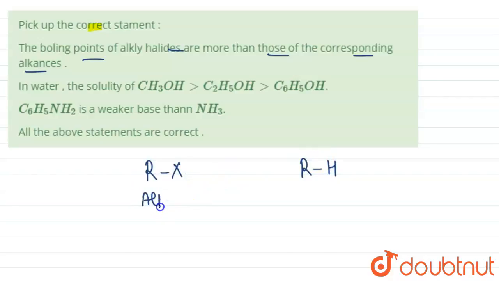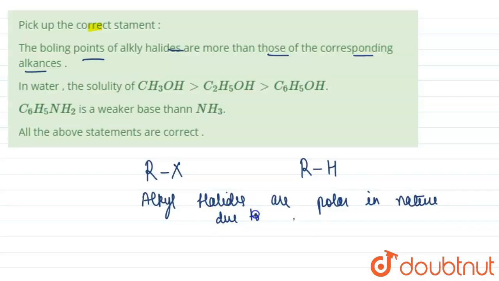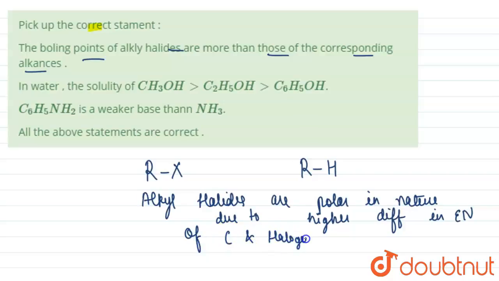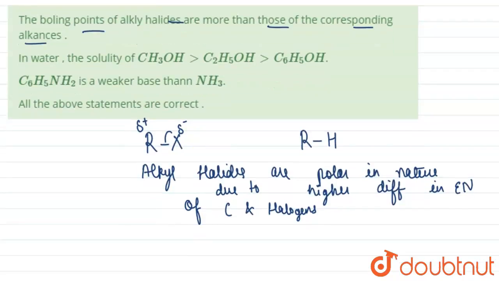So the alkyl halides are polar in nature due to the higher difference in electronegativity of carbon and halogens. What will happen? The electrons will be transferred toward the halogen, which will have a partial negative charge, and carbon will have a partial positive charge. So these create polar or dipole-dipole forces.